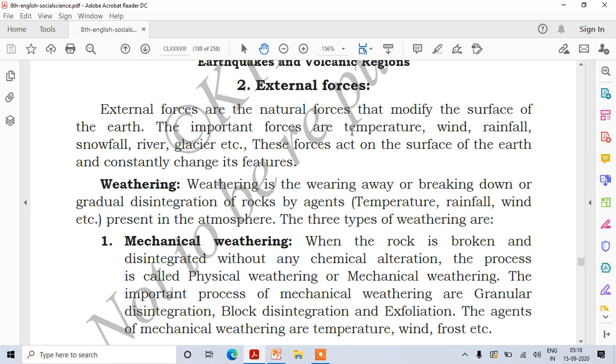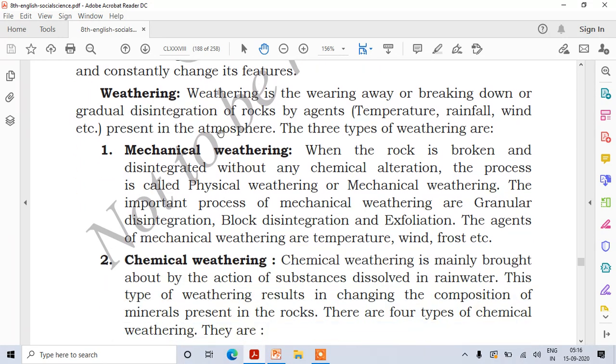Because these are natural forces, they change the surface of the earth. You can remember 2-3 examples: temperature, wind, rainfall, river, glacier, etc. These forces act on the surface of the earth and constantly change its features. Every time they act on the surface of the earth and they will change the features of the earth also. First we'll read about weathering.